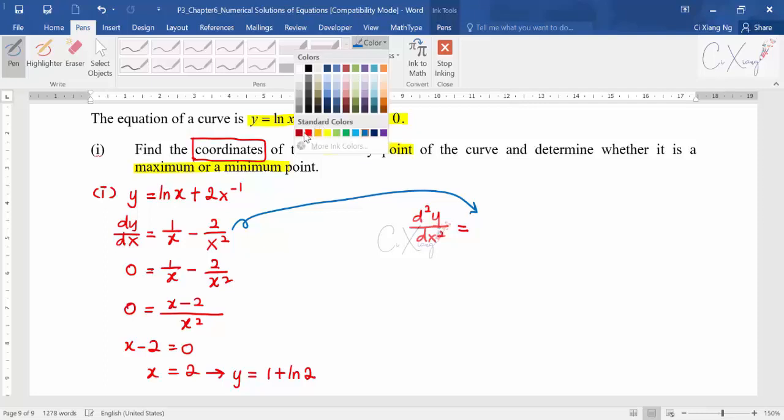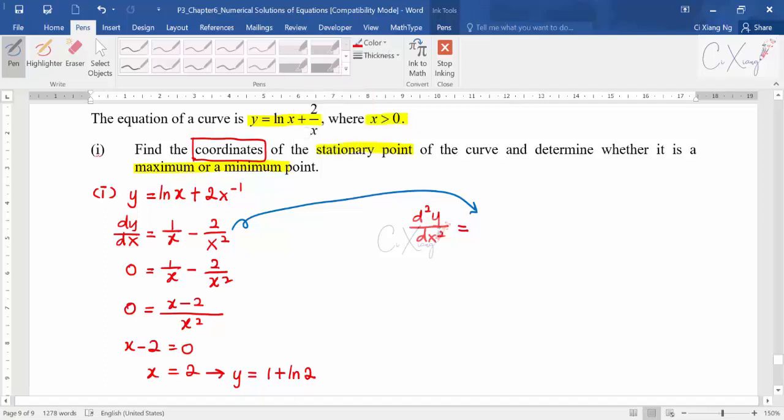Okay, so if I continue with the differentiation, then I will get negative 1 over x squared. Then I will get positive 4 over x power 3. So all these are basic differentiation.